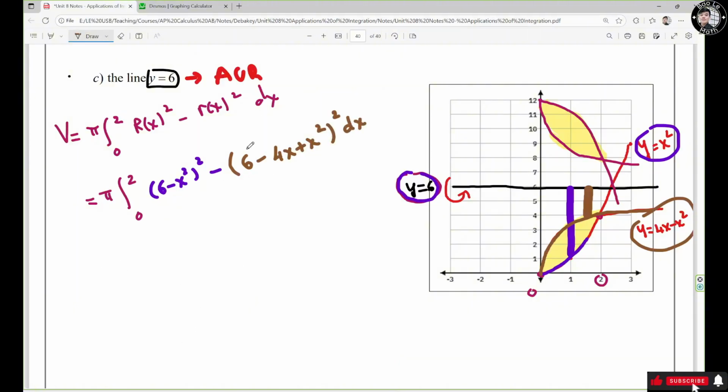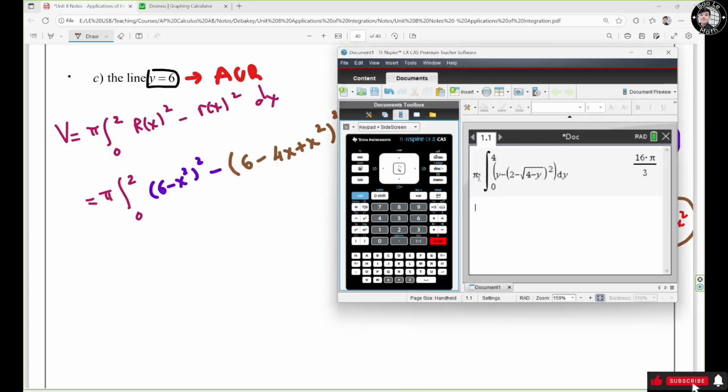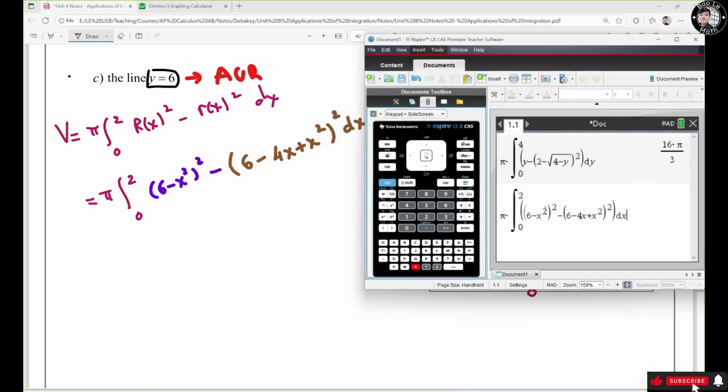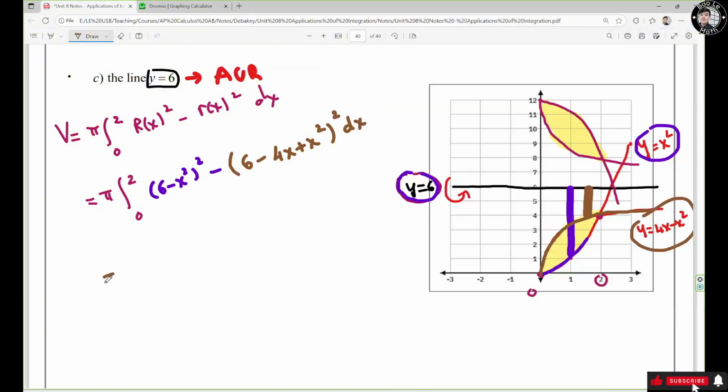Now you can calculate this one by hand or you can use the calculator, right? Alright, so the interval from 0 to 2. After you input the expression, then you're going to hit enter. The answer is 64 pi over 3.